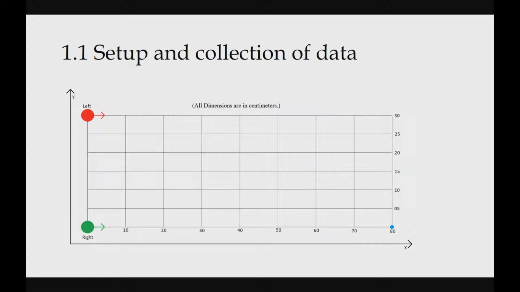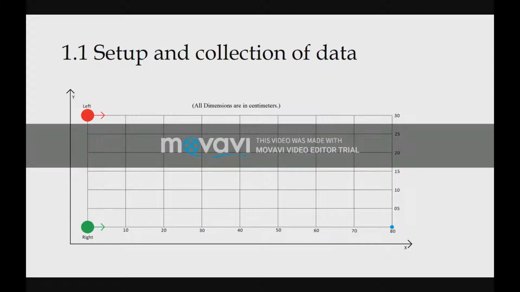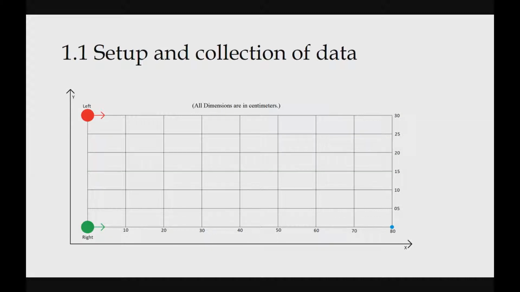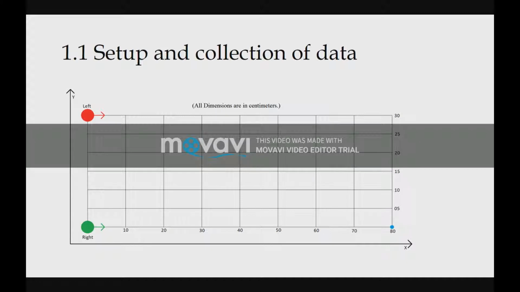As shown in this figure, we draw a rectangle of 80 centimeters by 30 centimeters on the surface of a table. Length is divided into 8 slots of 10 centimeters each, and width is divided into 6 slots of 5 centimeters each. The dimension of the rectangle is adjusted according to table surface size.